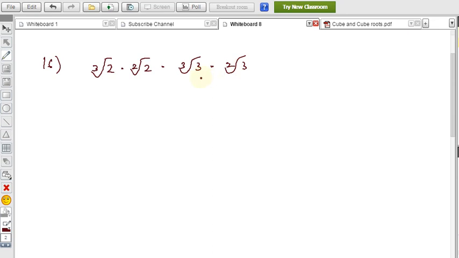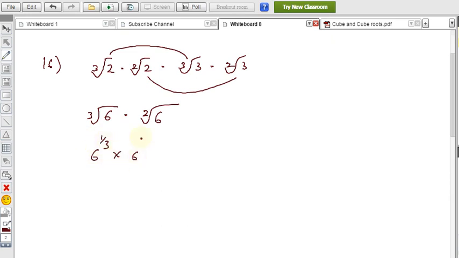So the same cube root, now these both you can write together. Cube root of 2 3 is 6. Square root of these two together, square root of 6. Now this is cube root of 6 and square root of 6. That means 6 to the power 1 by 3 into 6 to the power 1 by 2. When the base is same, add the powers. 1 by 3 plus 1 by 2. So 6 to the power, 6 is the LCM, 5 by 6. The answer is 6 to the power 5 by 6.